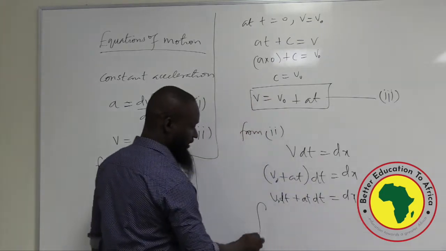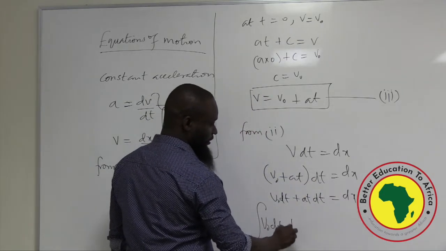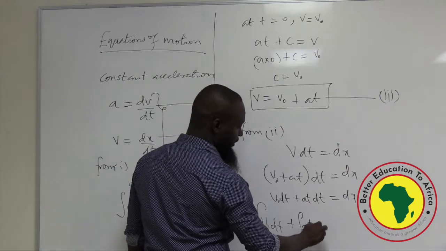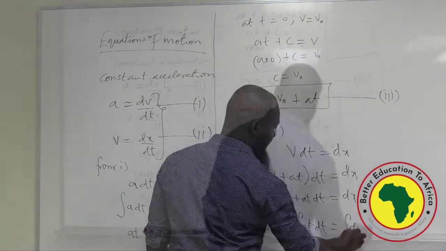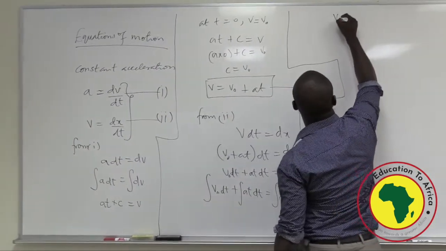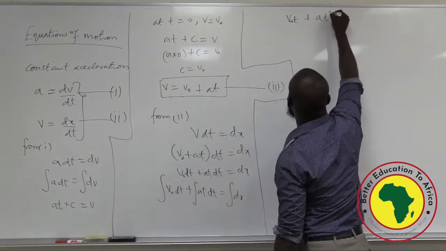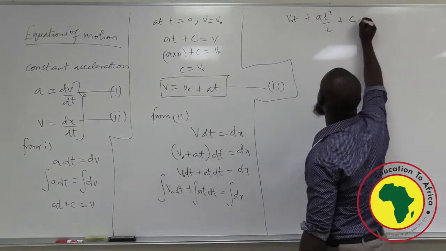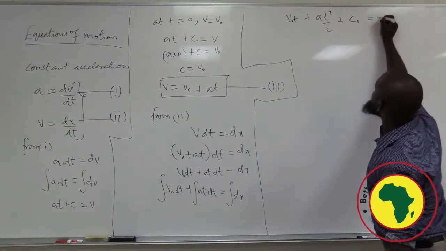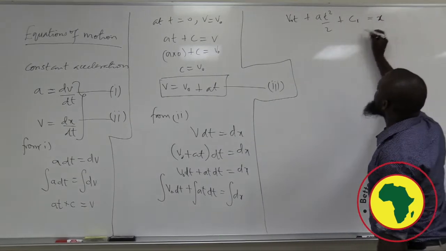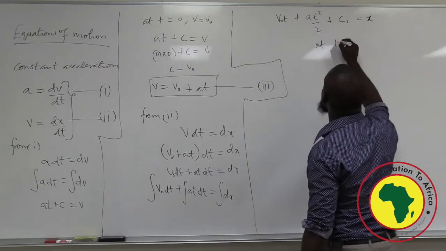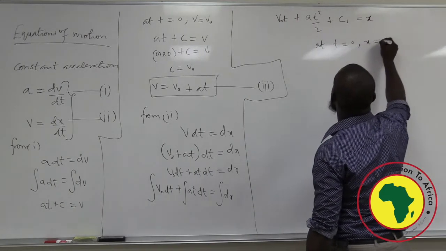Then I integrate both sides. Integral of v naught dt plus integral of at dt equals integral of dx. Integral of v naught dt will give us v naught t. Integral of at dt is at squared over 2 plus a constant I call c1 equals integral of dx, which is x. So we take initial condition at t equals 0, x equals x0.